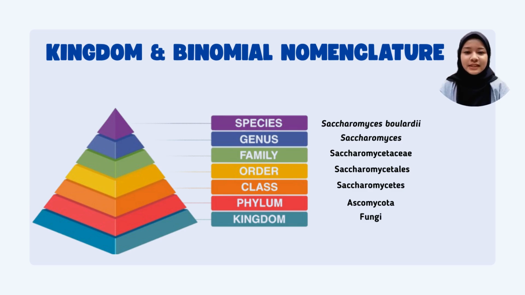Next, we move to kingdom and binomial nomenclature. First of all, we start with kingdom for Saccharomyces boulardii, which is fungi. For phylum, Ascomycota. Class, Saccharomyces. And order, Saccharomyces. For family, Saccharomyces. And next, genus, Saccharomyces. And the last one is species, which is Saccharomyces boulardii.